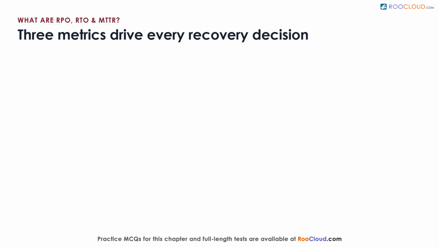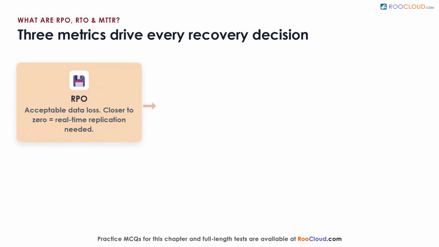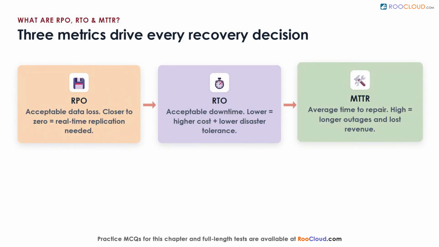Next is the recovery time objective. It is the acceptable downtime. It is the point by which operations must resume. Here is the key relationship. The closer either target gets to zero, the more expensive the strategy. A recovery point in minutes demands real-time replication. A recovery time in minutes demands a hot site and clustering. The lower the recovery time, the lower your disaster tolerance.